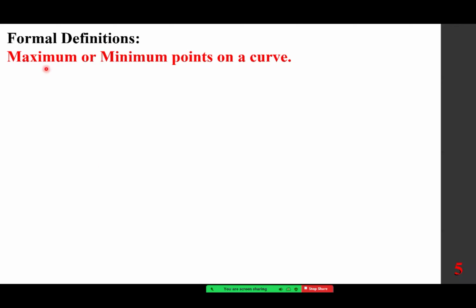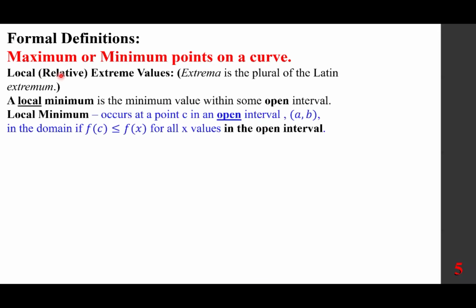Formal definitions, maximum or minimum points on a curve. Local or relative extreme values. Extrema is the plural of the Latin extreme. A local minimum is the minimum value within some open interval. Local minimum occurs at the point C in an open interval A to B in the domain if f of c is less than or equal to f of x for all x values in the open interval.